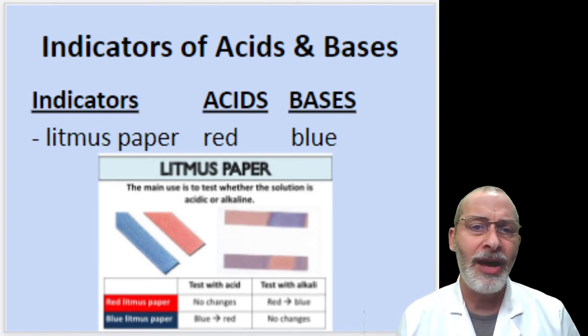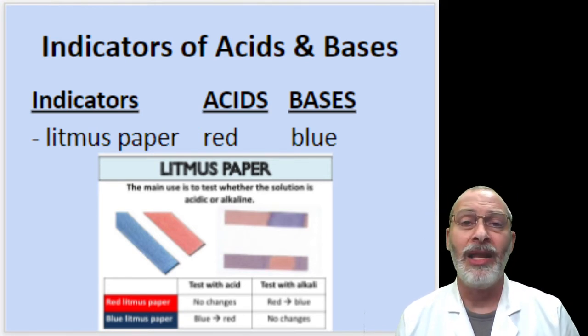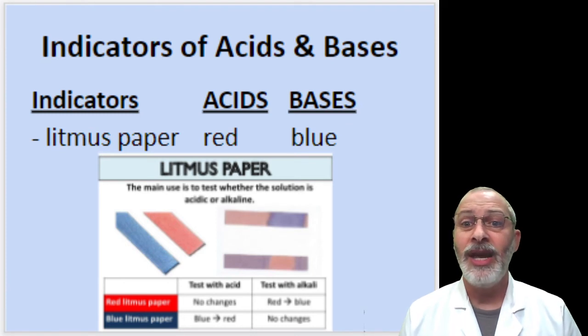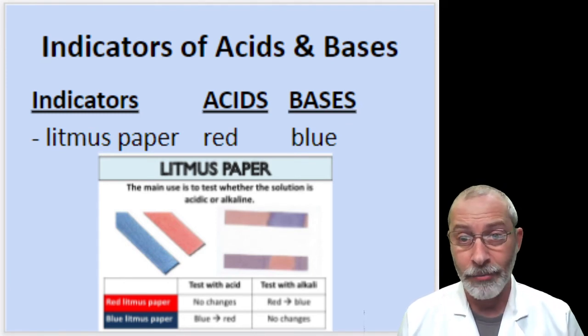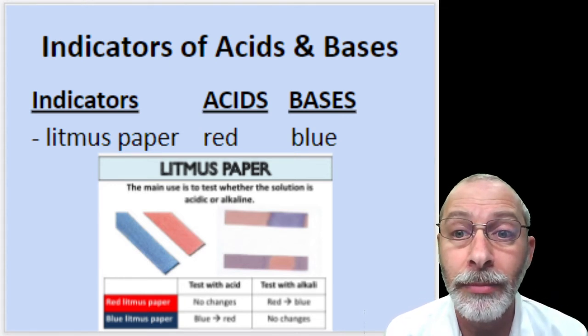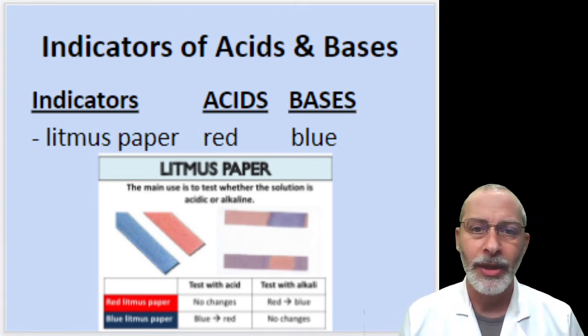But know for now that there's red litmus paper and blue litmus paper, and litmus paper turns red in the presence of an acid, and it turns blue in the presence of a base. Blue base. Blue. Blue base. Maybe that'll help you remember the blue and the base.